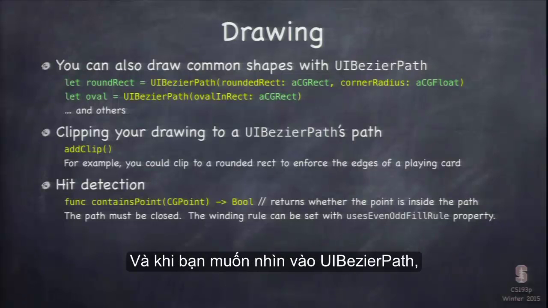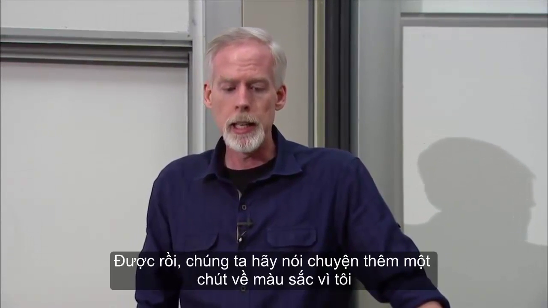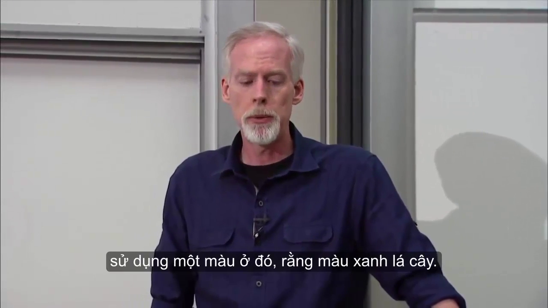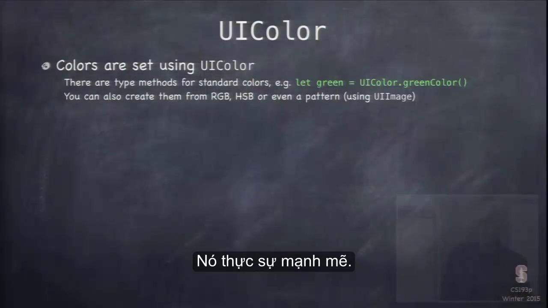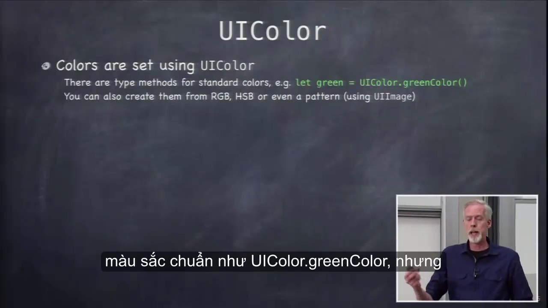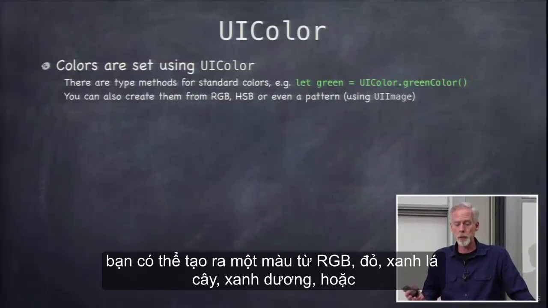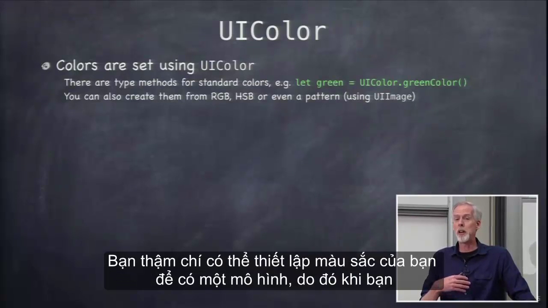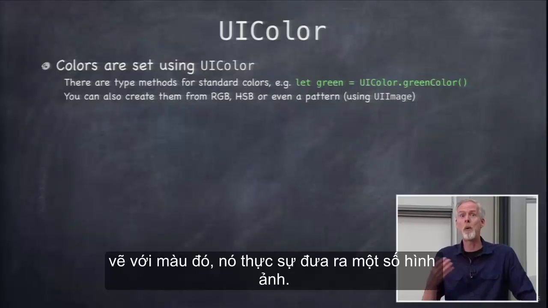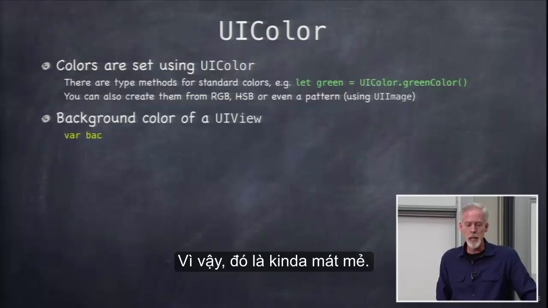You want to look at UIBezierPath, check out its documentation, and kind of experience it in its full glory. Okay, let's talk a little bit more about colors, because I used a color there, that green color. UIColor is just an object. It's really powerful. The colors not only can be standard colors like UIColor.green, but you can create a color from RGB, red, green, blue, or HSB, that's hue, saturation, and brightness. You can even set your color to be a pattern so that when you draw with that color, it actually draws some image. Okay, so that's kind of cool.